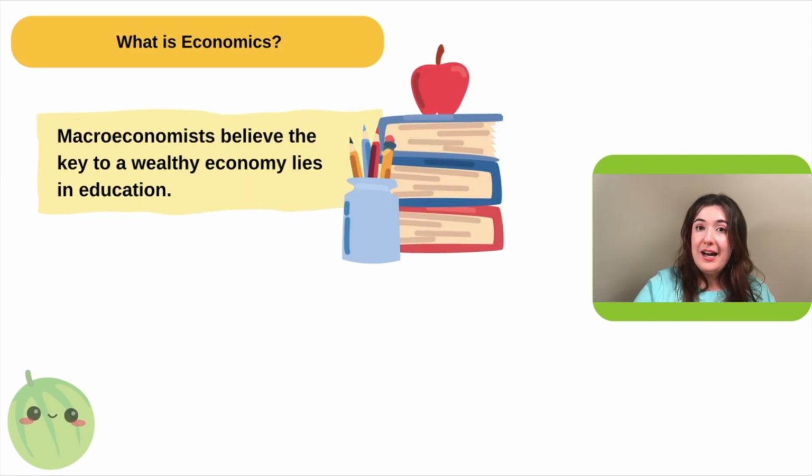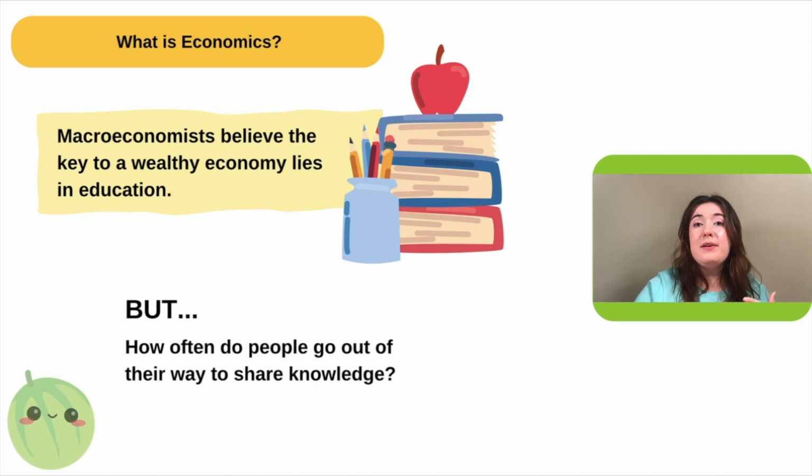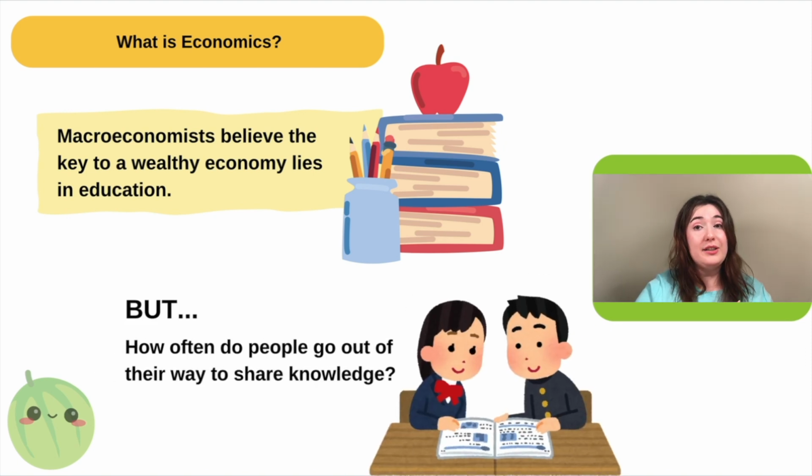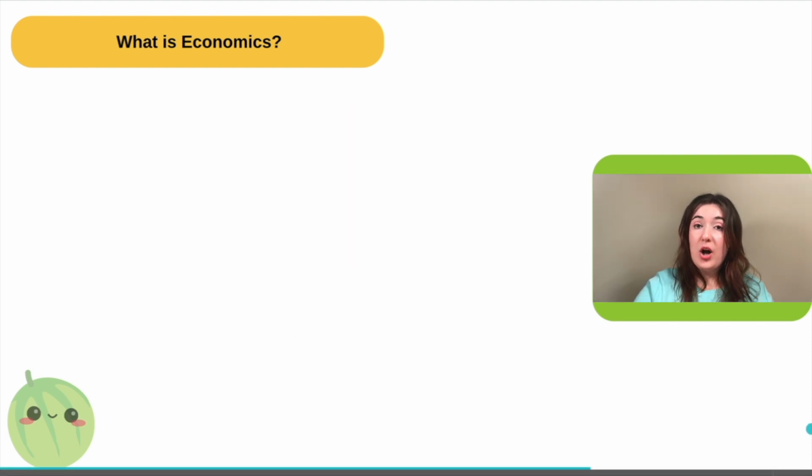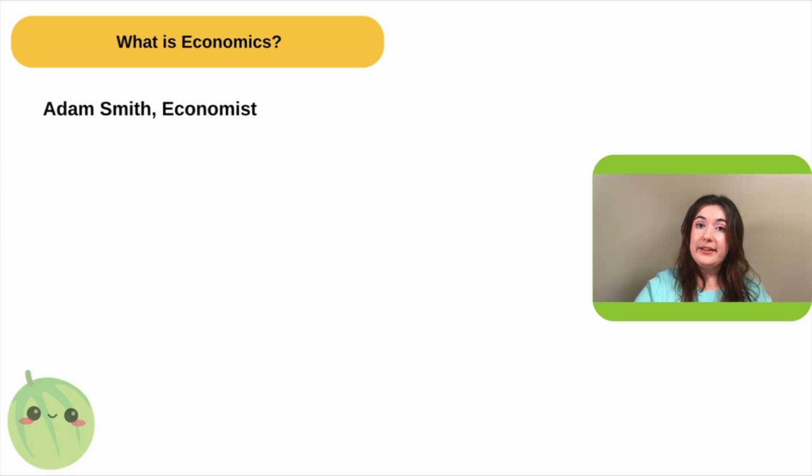And interesting enough, macroeconomists believe that knowledge has become a very important resource for a country. It helps to determine its wealth, as we spoke about when we were looking at knowledge societies. But the key aspect here that we need to consider is that not everybody's going to go out of their way to share knowledge. So where does that leave us? Well, Adam Smith, an economist, actually notes this under his theories.